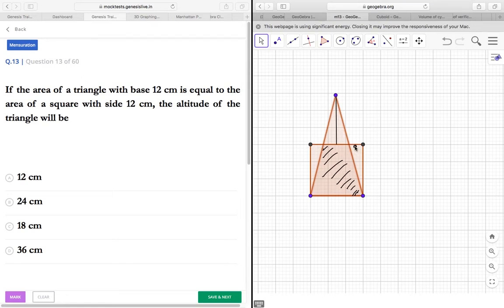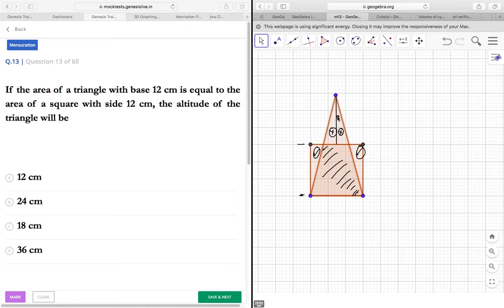So what is the extra of the square? Extra of the square is this, and extra of the triangle is these two. Now if this has to be same as this, and if this has to be same as this, then can I say that the height must be same as the length of the square? Hope you are following. When that happens, the area of the triangle will be equal to the area of the square.